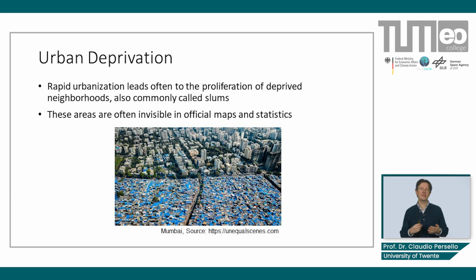Welcome back. In this lecture, I will talk about mapping deprived urban areas. The rapid urbanization that is taking place in many parts of the world, and especially in low and middle income countries, often results in the proliferation of deprived urban areas, commonly called slums or informal settlements. The people living in these neighborhoods often lack access to clean water, sanitation, electricity, healthcare, and other basic services. According to official UN statistics, there are currently 1 billion people living in such deprived urban areas.